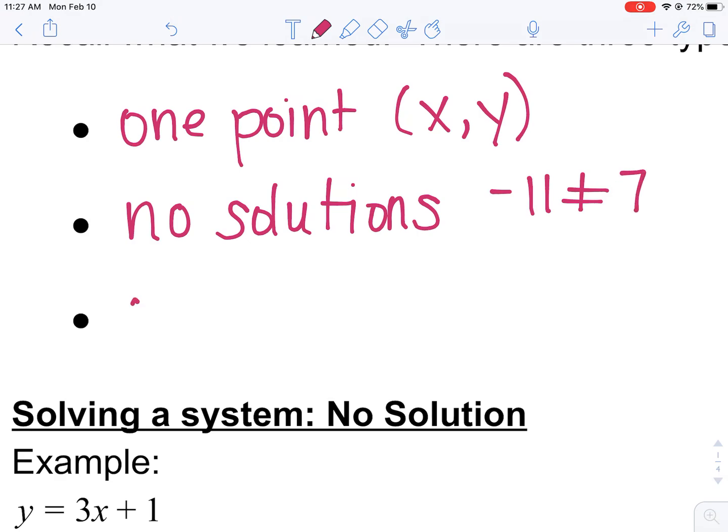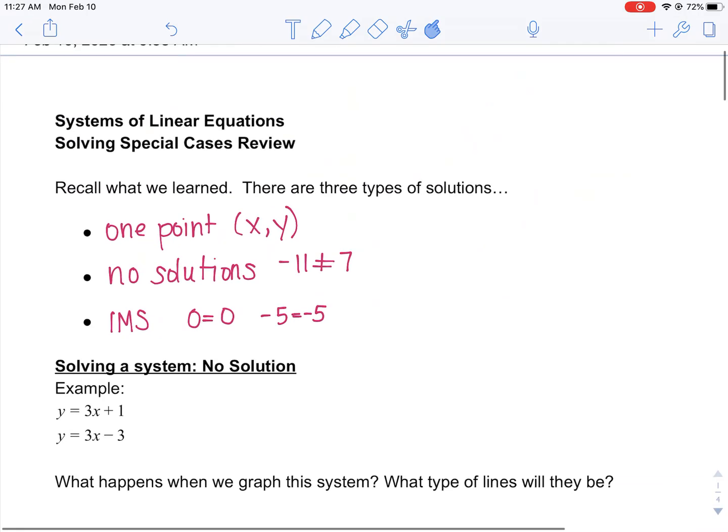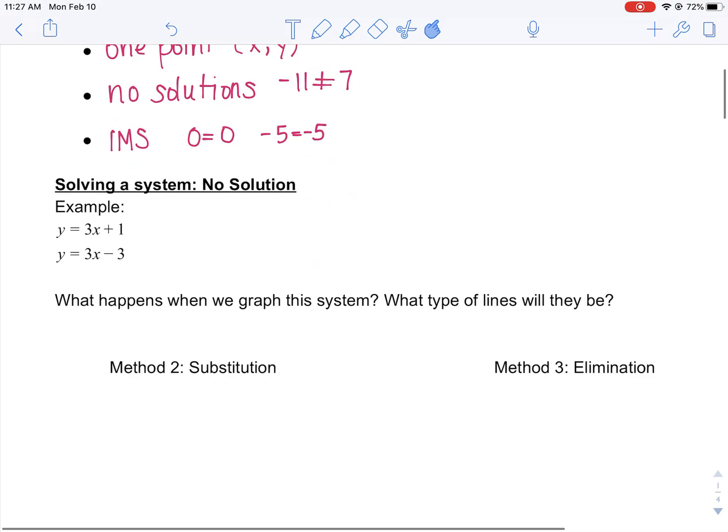And we can also have IMS, infinitely many solutions. So this would be like 0 equals 0 or -5 equals -5, because the statement is true. Keeping all three of those in mind, we're going to go to a no solution. So these examples give you no solution.